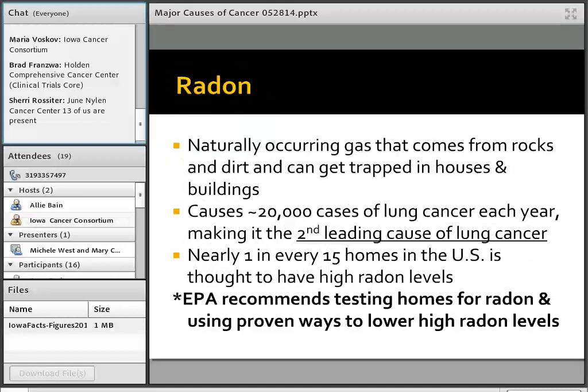And so while we're talking a little bit about lung cancer, I want to sneak in a slide about radon, because I think a lot of people forget about it or don't realize that it is actually the second leading cause of lung cancer. It's a naturally occurring gas that comes from rocks and dirt, and it can get trapped in houses and buildings. And in fact, nearly 1 in every 15 homes in the U.S. is thought to have high radon levels. The Environmental Protection Agency recommends testing homes for radon and using proven ways to lower high radon levels through radon mitigation systems.